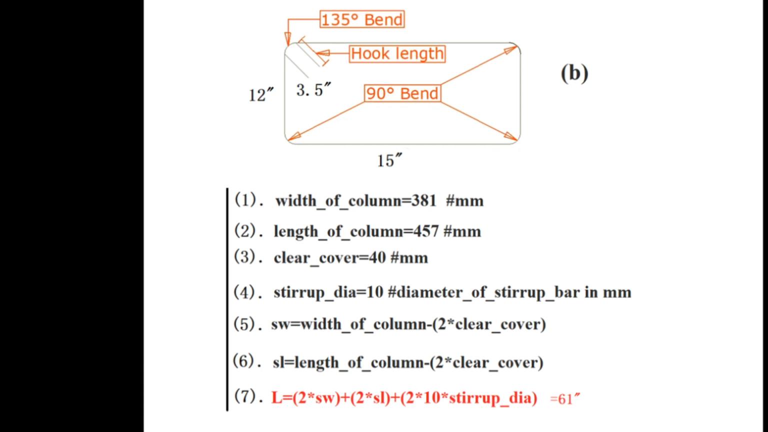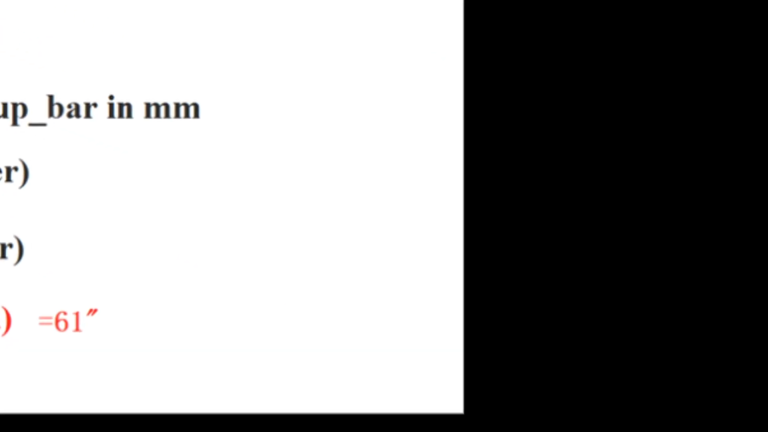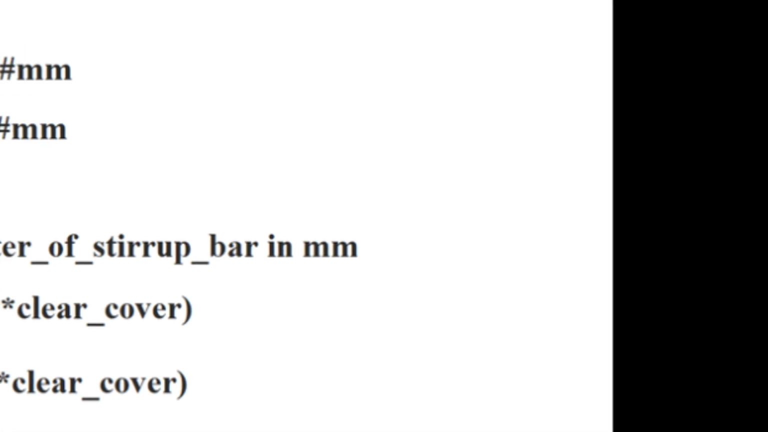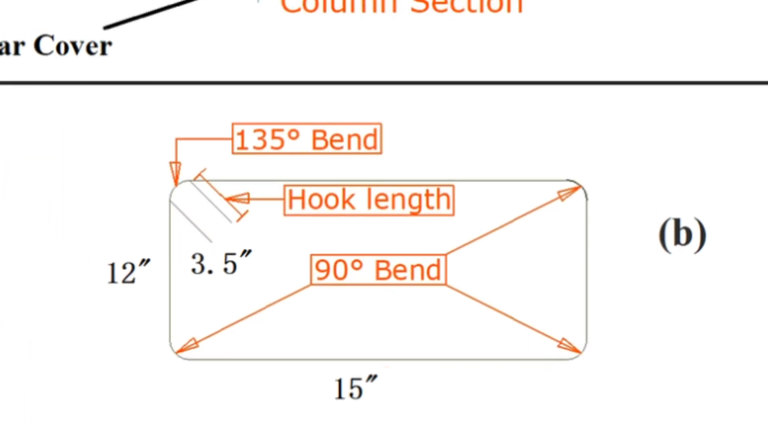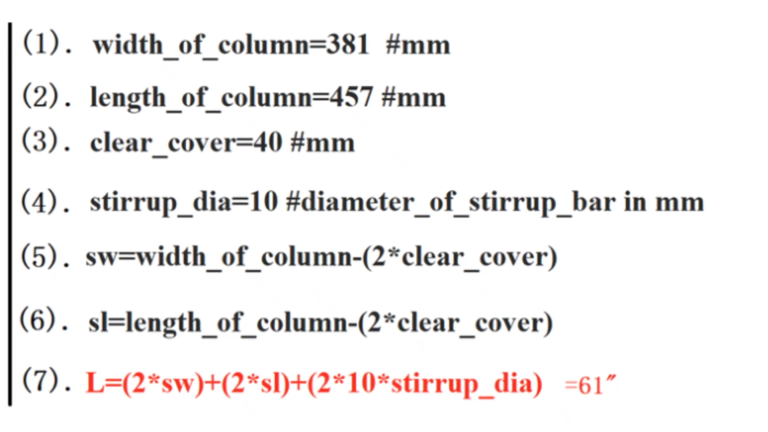line 1, 2, 3, 4, 5, 6, and 7. So on line 7 in red text, we see that the total cutting length of the stirrup is 61 inches, which is actually 12 plus 12 plus 15 plus 15 plus 3.5 plus 3.5. So that sums up to 61 inches. Now look at these calculations in more detail.